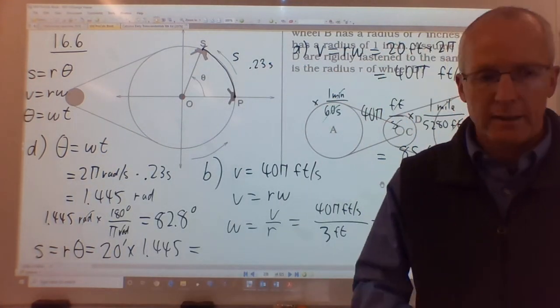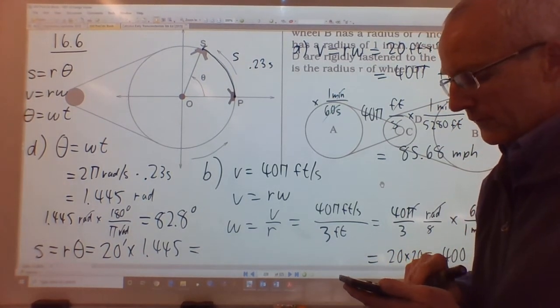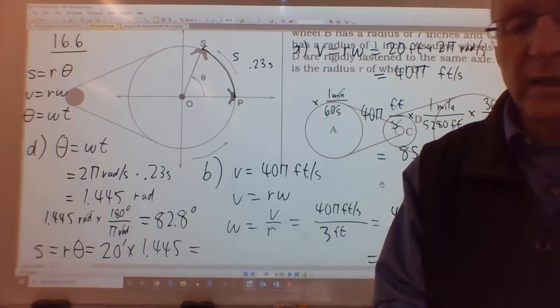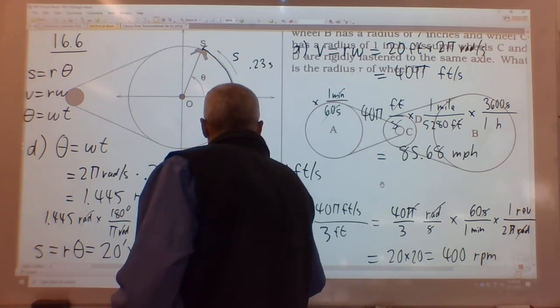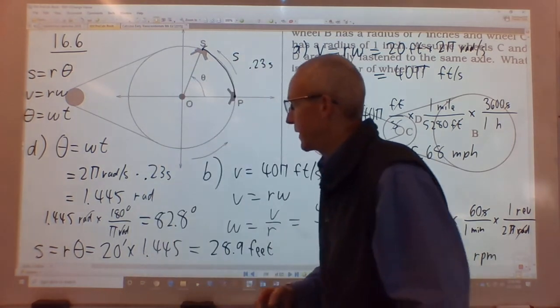And then we know that we get the right answer. So 1.445 times 20 is 28.9. So he went 28.9 feet. Okay, so that would be our answer for D.